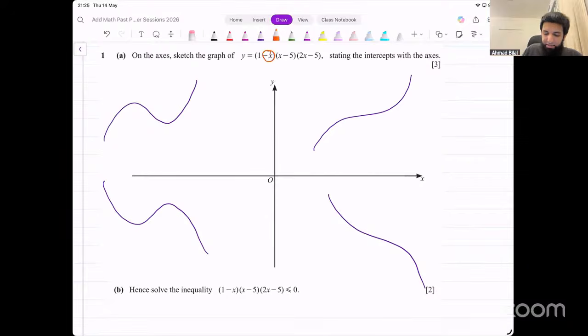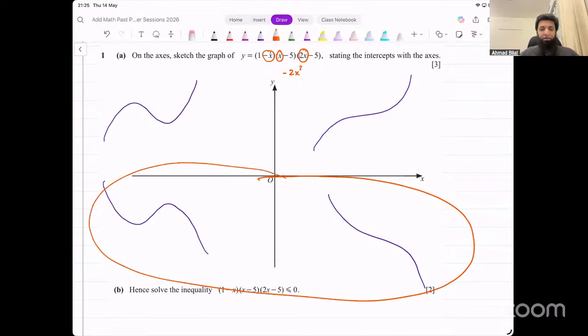You see, this is minus x, minus x, x, and 2x. So the coefficient of x cube is going to be minus 2x cube, right? The coefficient of x cube is going to be negative 2. So it is going to be one of these shapes at the bottom. Okay, keep that in mind.